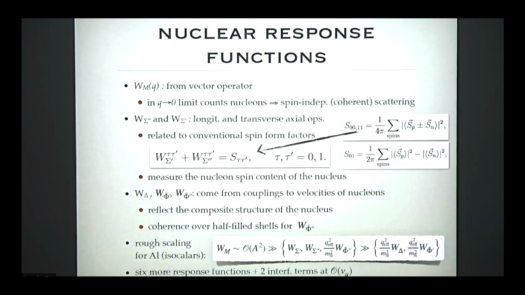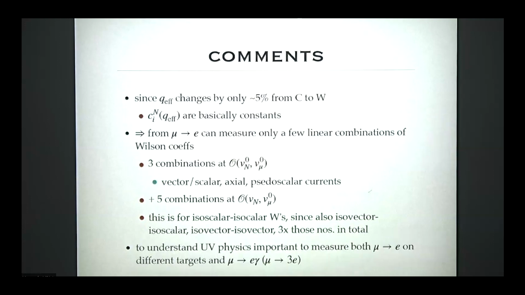in the non-relativistic expansion. So the rough scalings: the Wm, this coherent piece, goes as A squared. Then there are 3 which are roughly of the same size, the spin and the coherently enhanced piece, but velocity suppressed, is of the same size numerically, and then the rest. And then there are 2 interference terms that I didn't write, plus the order V mu suppressed pieces, which I also didn't write. Okay, so further comments.